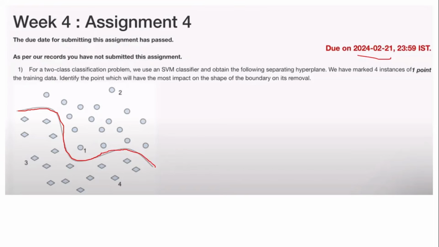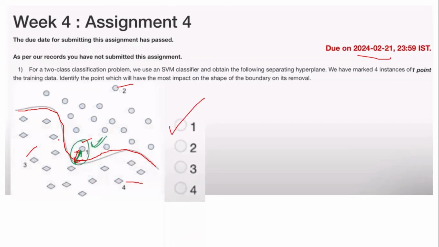This is one point, this is one point, this is one point, and this is one point. Between these 4 points, we have to select the one that will have the most impact on the shape. We know that the nearest point has the most impact. This is the nearest point, so this point will have the most impact on the shape. From options 1, 2, 3, 4, we have to select this one. This is the reason.